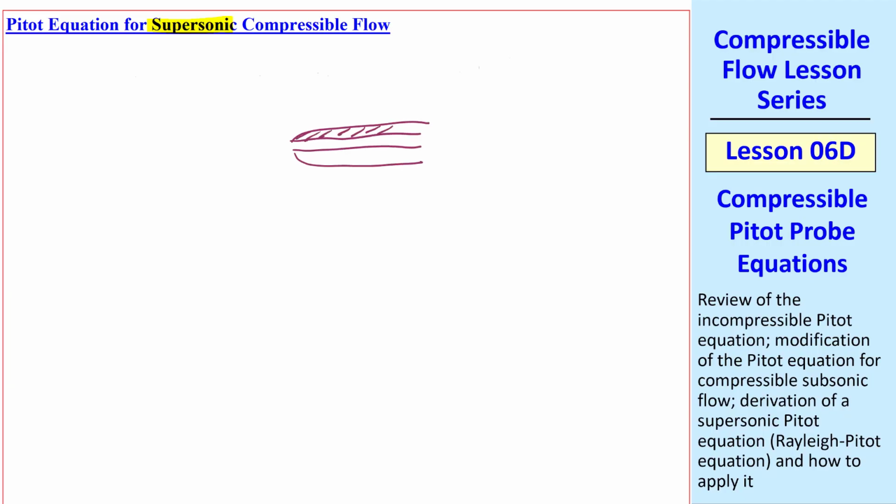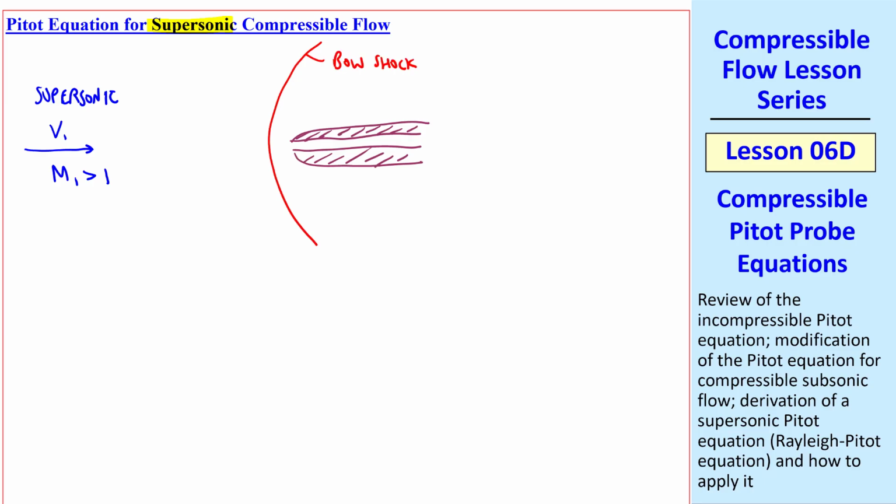Here's our Pitot probe, and we're trying to measure this speed V1 at Mach number M1, but now M1 is greater than 1. This flow is supersonic. So, as we discussed in previous lessons, you get a bow shock upstream of the nose of the Pitot probe, and it is a normal shock right at the center line.